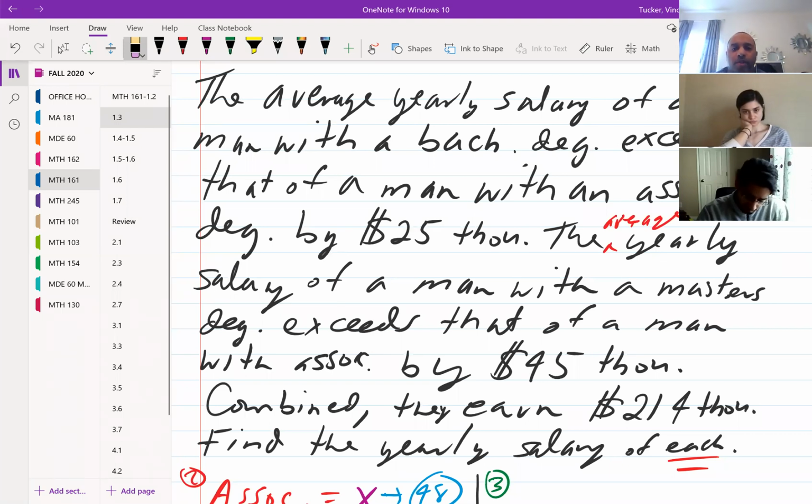So it says, the average yearly salary of a man with a bachelor's degree exceeds that of a man with an associate's degree by $25,000. The average yearly salary of a man with a master's degree exceeds that of a man with an associate's degree by $45,000. Combined, they earn $214,000. Find the yearly salary of each. I'll give you a chance to write.